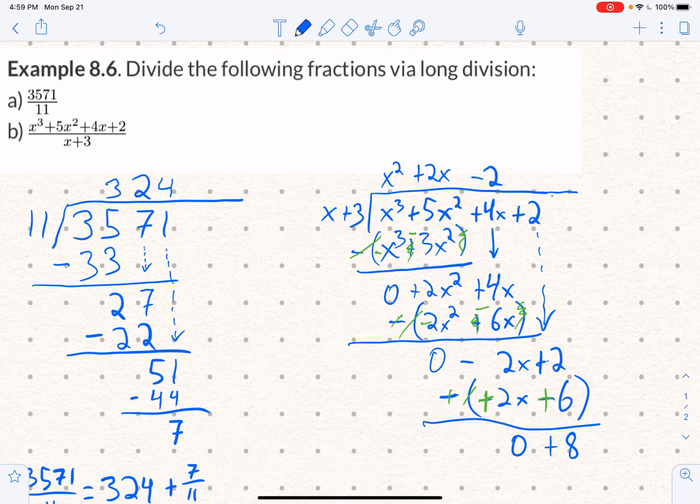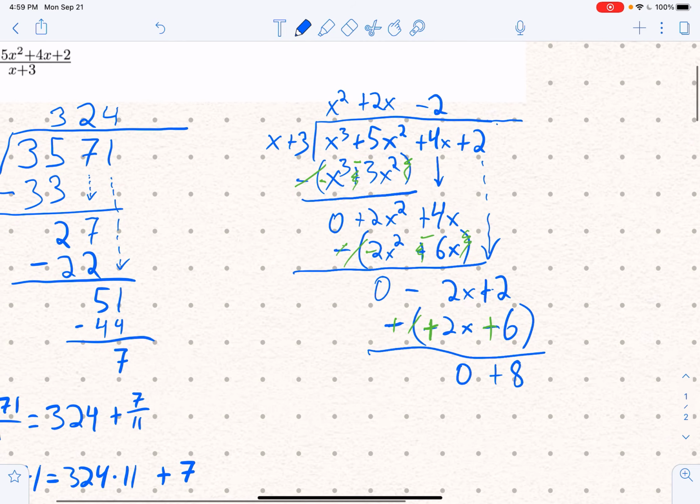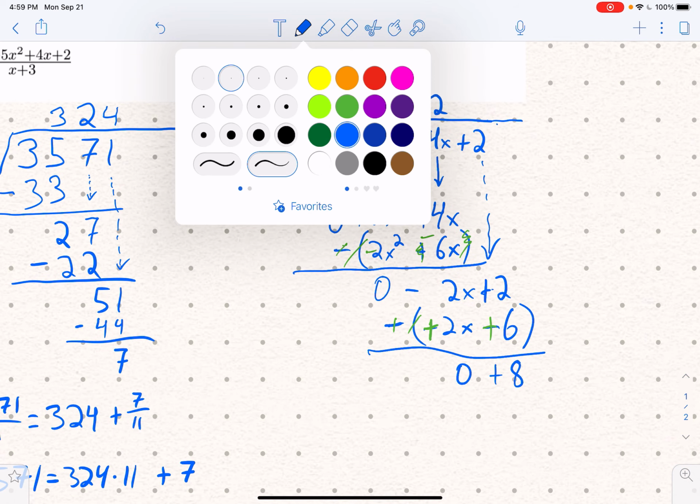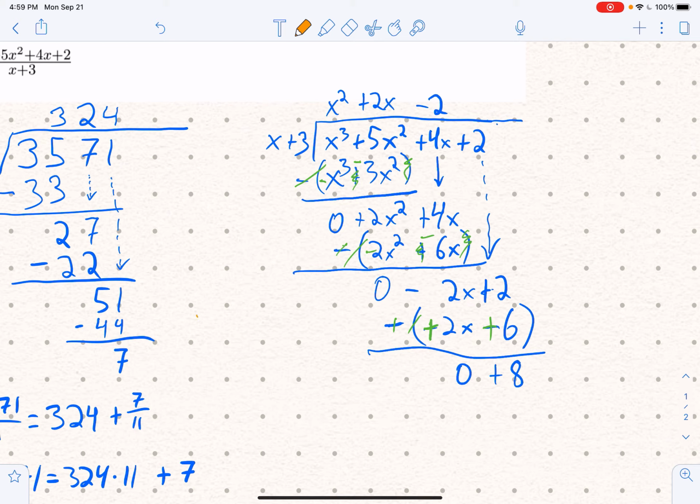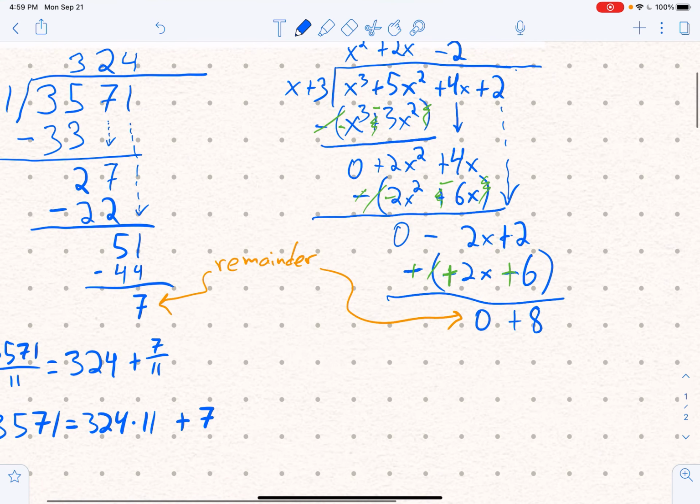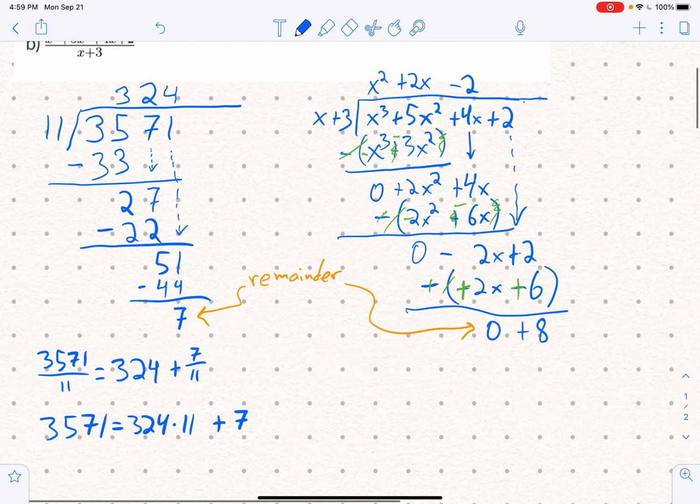So, just to label everything appropriately, the remainder here is 8, and the remainder on that side was 7. And what I want to do is just use this same idea. So we're done with this problem. I just want to use this same idea to express the result in two different ways.